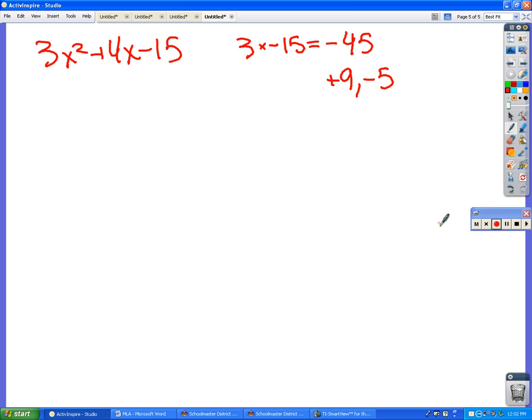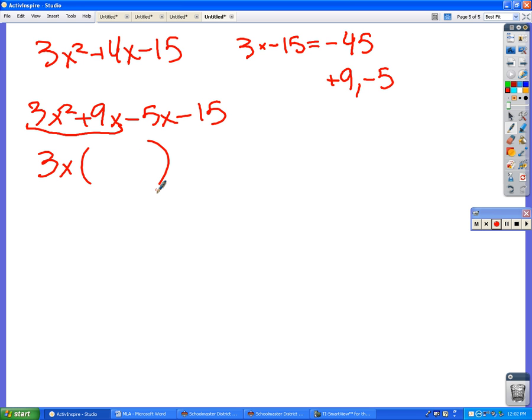So again, this first part should not be the crazy part. The crazy part is now when we rewrite this as 3x squared plus 9x minus 5x minus 15. Okay? Did everybody see how I did that? Now, what's the biggest number that goes into 3 and 9 evenly? 3. How many x's can I take out from just these 2 things right here? Just 1 x. Okay? So now I have to go backwards.